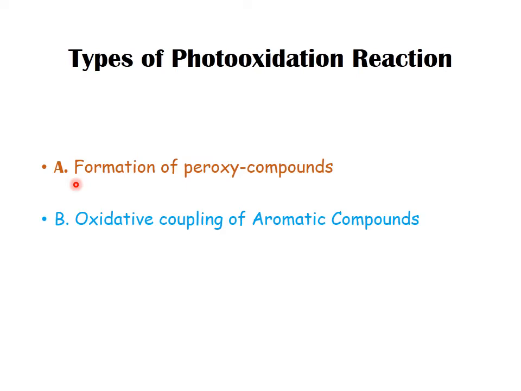There are two types of photooxidation reaction. First one is formation of peroxy compounds, and second type is oxidative coupling of aromatic compounds. We will discuss one by one.